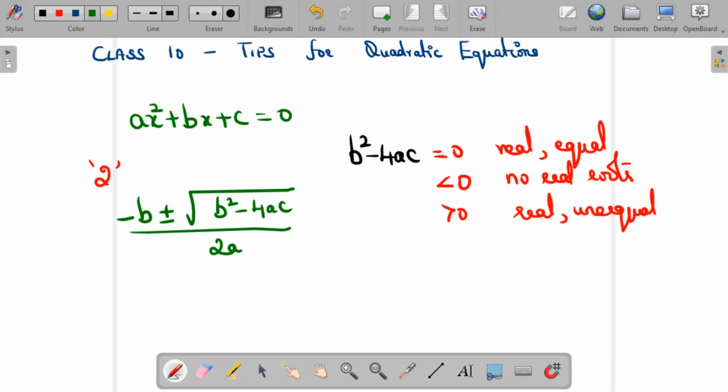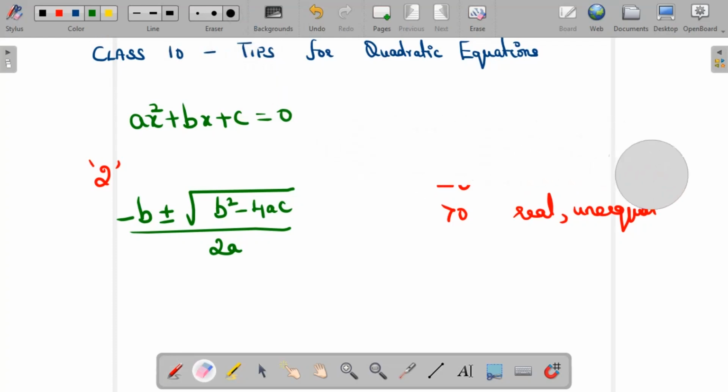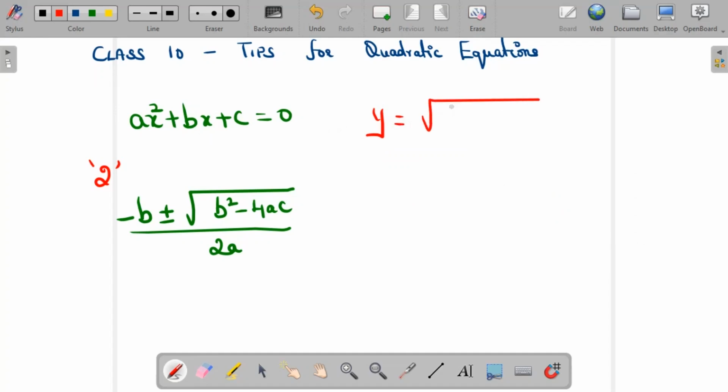Now, depending upon the cases of solving quadratic equations, there may be some special kinds of sums. Let's look through those sums and how to approach solving them. Let's start with the first one. It will be given as y is equal to root of 6 plus root of 6 plus root of 6 plus, and it all goes inside the root like this. They'll ask us how to solve it.